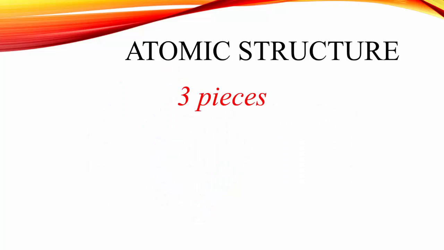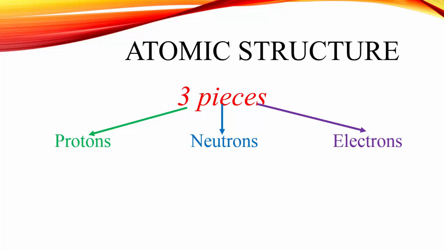So the atom is made up of three pieces. The first are the protons, the second are the neutrons, the third are the electrons, and each is slightly different. Protons have a positive electrical charge. They weigh 1 AMU. What's an AMU? Excellent question. I'll be answering that in the next lecture. And the proton is found in the center, or in the nucleus.